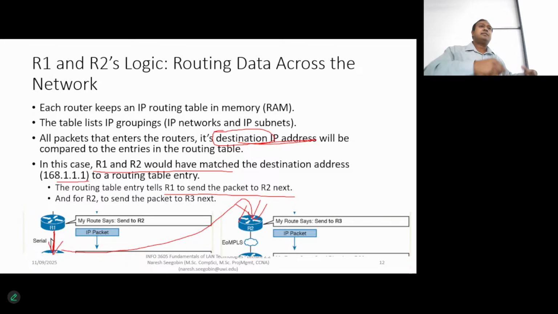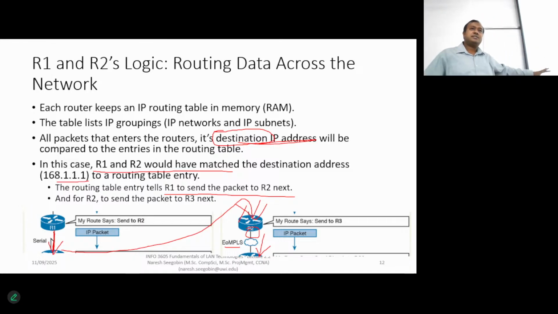It's going to take that packet and match it with its own routing table, which could be different. In most cases, it should be different. And then it tells you it's going to go somewhere else. In this case, it's going to send it out through another interface, and it's going to go over something called EoMPLS, Ethernet over MPLS. Right, that's a WAN protocol.